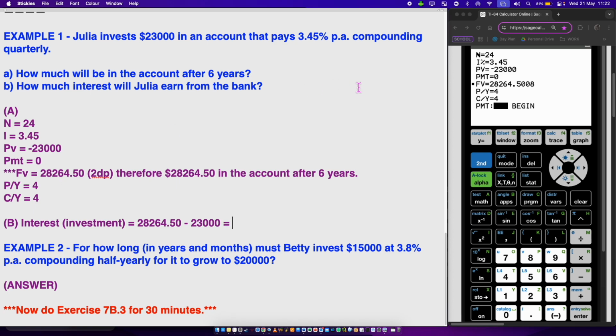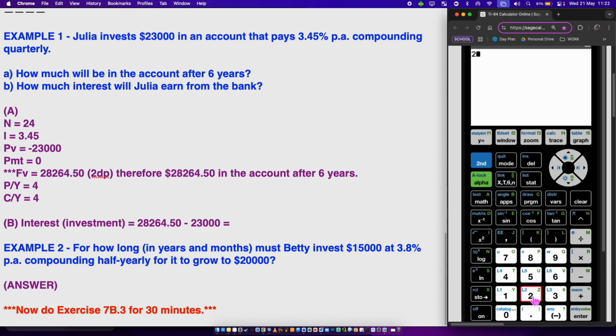So how do I quit out of TVM Solver? Second quit. $28,264.50 minus 23,000. So if she did that, the bank would give her $5,264.50.